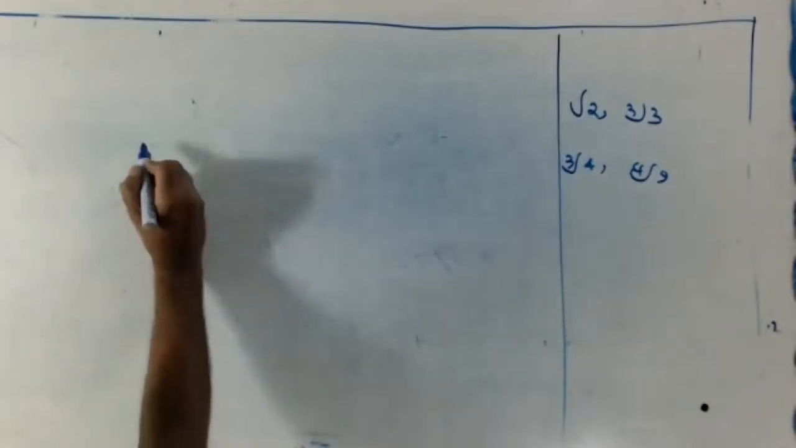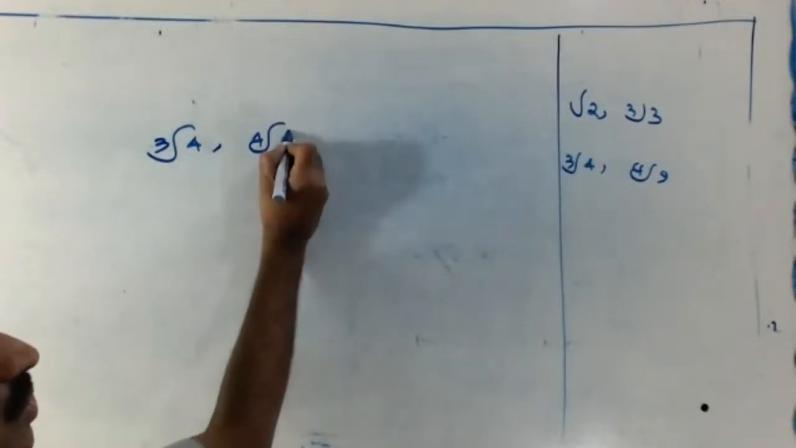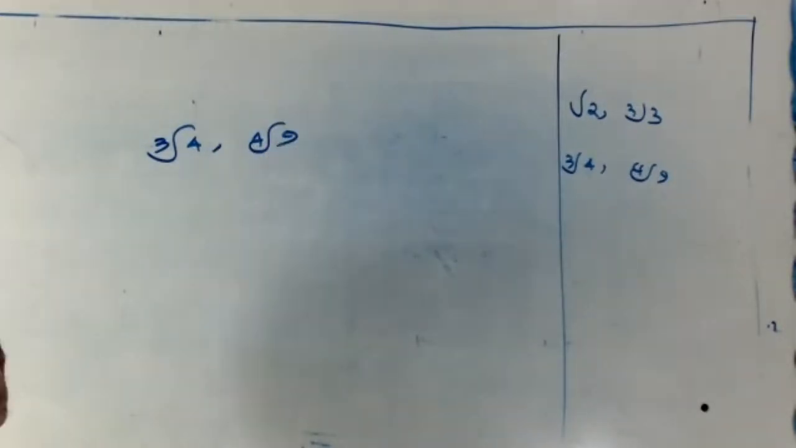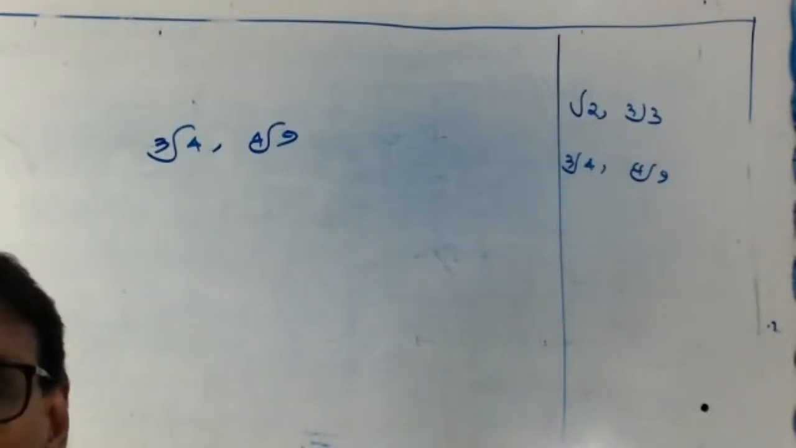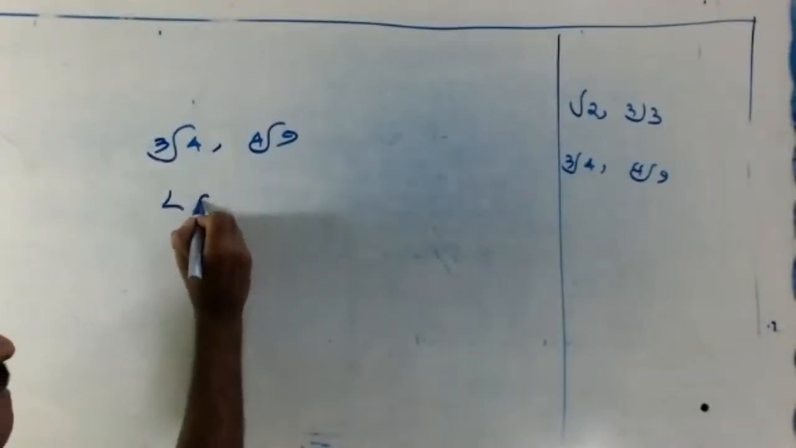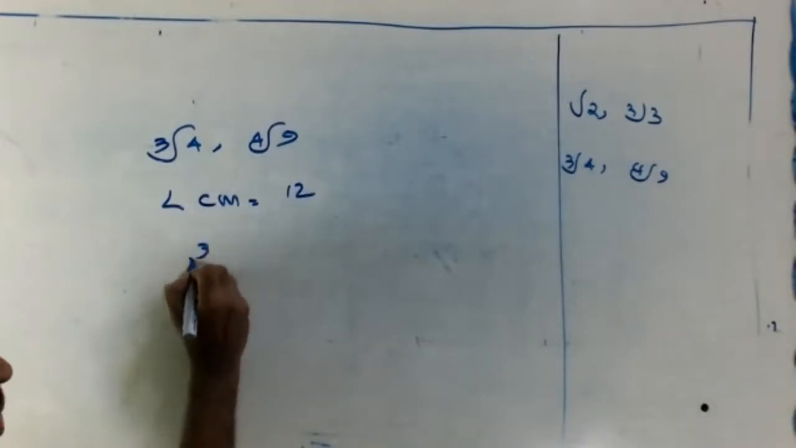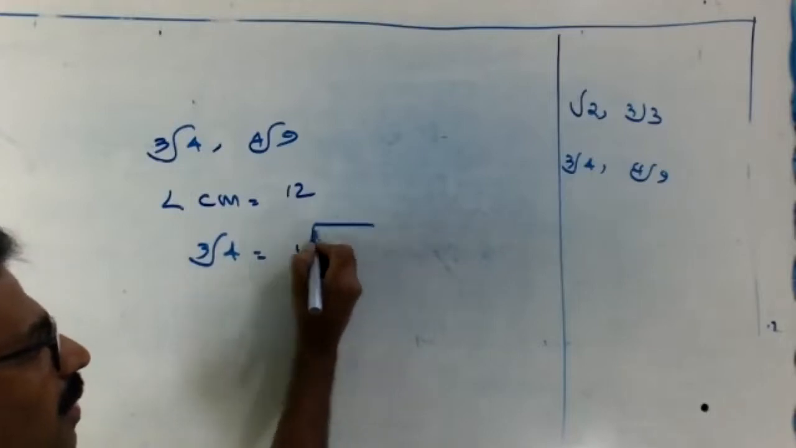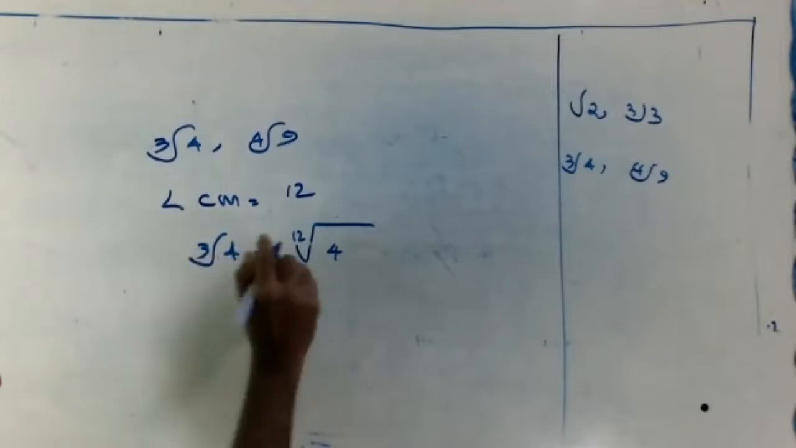Okay, now the next one: cube root of 4, comma, 4th root of 9. There may be some next problems. Okay, look. Cube root of 4, comma, 4th root of 9. LCM equal to 12. So cube root of 4 equal to 12 here, 4 here, 12 divided by 3, 4.